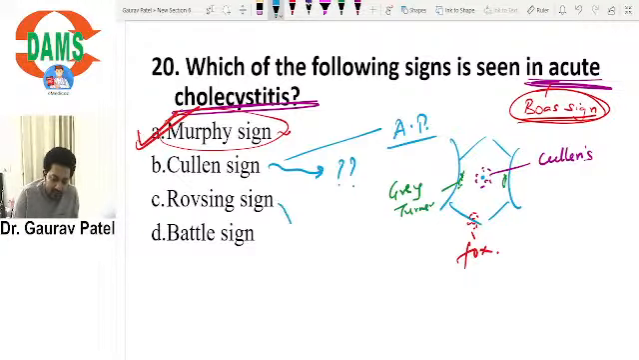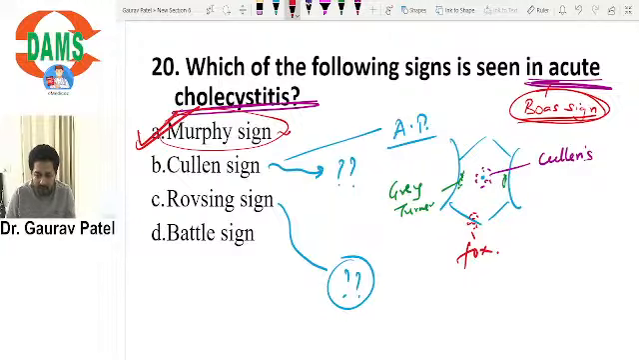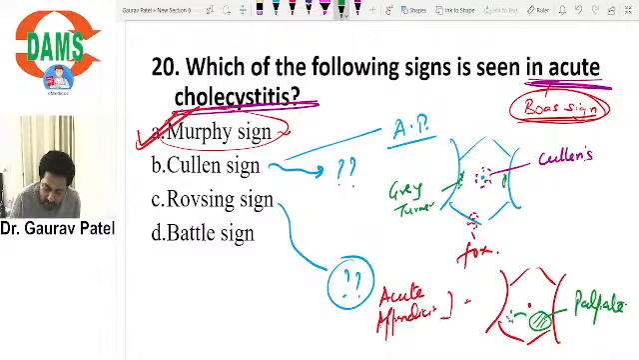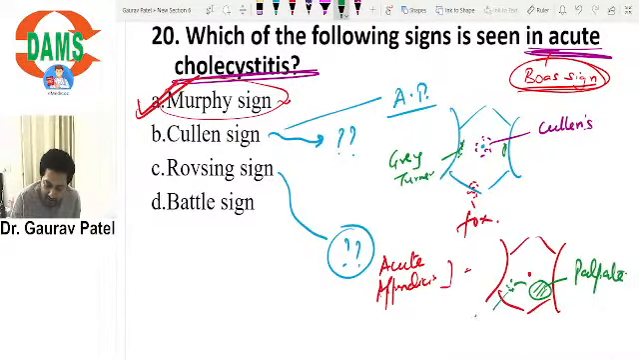Now, what is Rovsing sign? What is Rovsing sign and where will you see this? Rovsing is seen in acute appendicitis. Suppose when you do the palpation in this area, then the patient will have pain in this area. That is Rovsing sign.